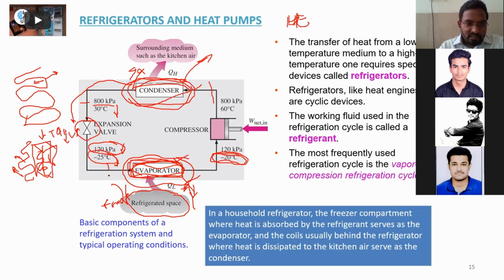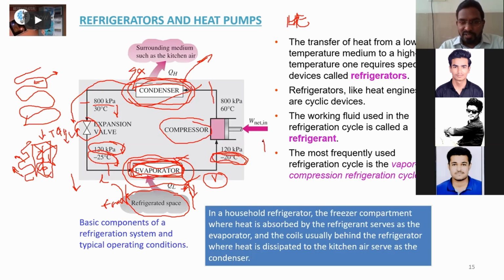Here it is liquid, and here it will be vapor, because in the evaporator its boiling point will be reduced, and because of that, even at this low temperature, by absorbing heat from the food, the refrigerant gets converted into vapor, and its temperature remains almost constant, minus 25 to minus 20. So there is only a difference of 5 degrees Celsius, and its phase will change from liquid to vapor. Then it is supplied to a compressor.